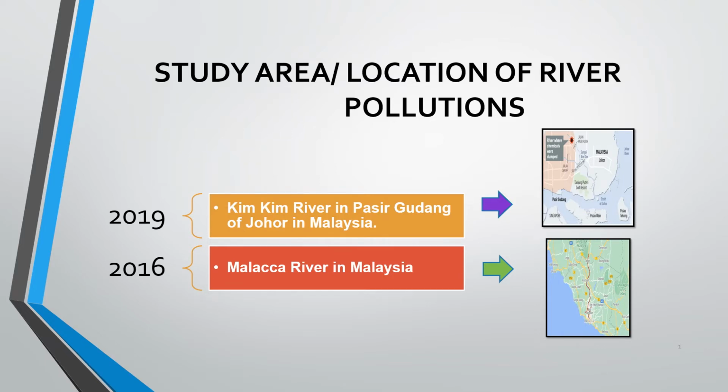I want to present about the study area location of river pollution. For the study area, we decided to select two areas. Firstly, Kim Kim River in Pasir Gudang, Johor, and second, Melaka River in Malaysia.